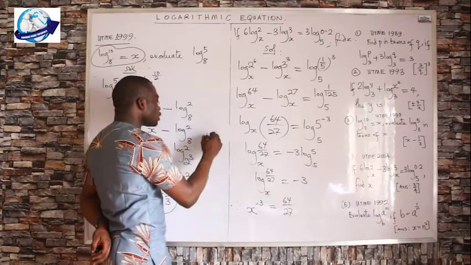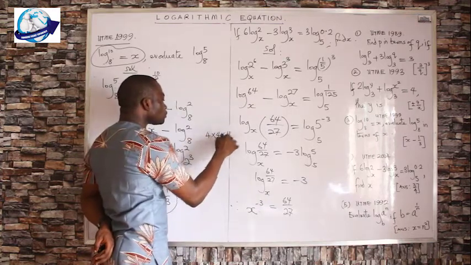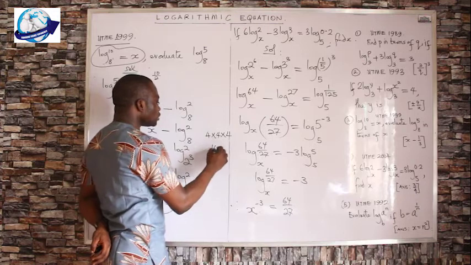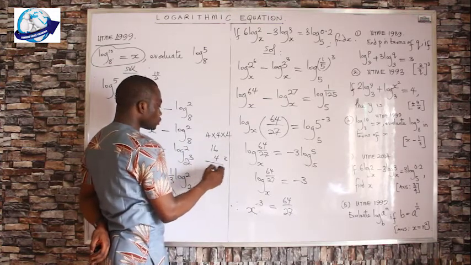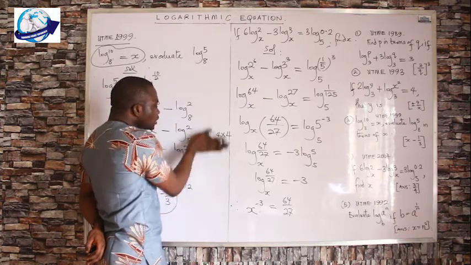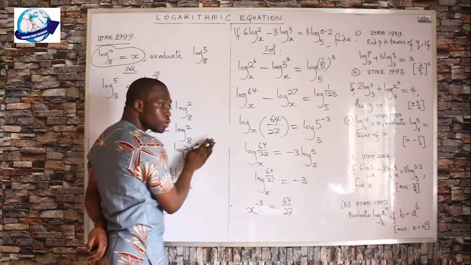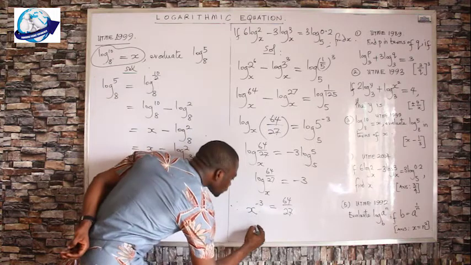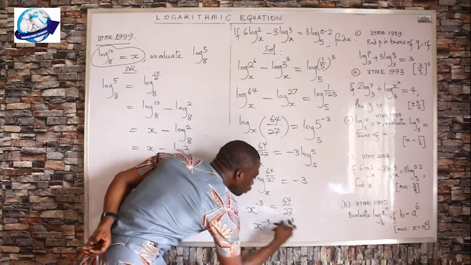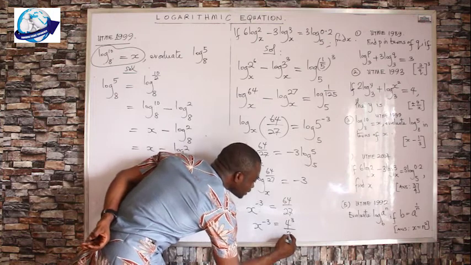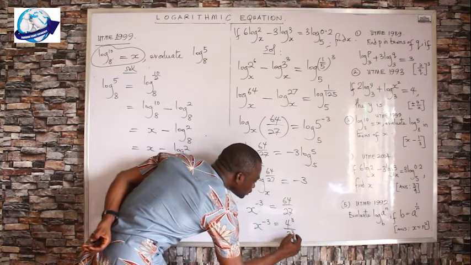64 now can be placed in index form: 4 times 4 times 4. 4 times 4 is 16. 16 times 4, let's go. That's 24 carried 2. This will give you 64. So you can see that 64 can be placed in index of 4. Okay, so that gives us x raised to the power minus 3 is equal to 4 raised to the power 3. 27 can be 3 raised to the power 3.